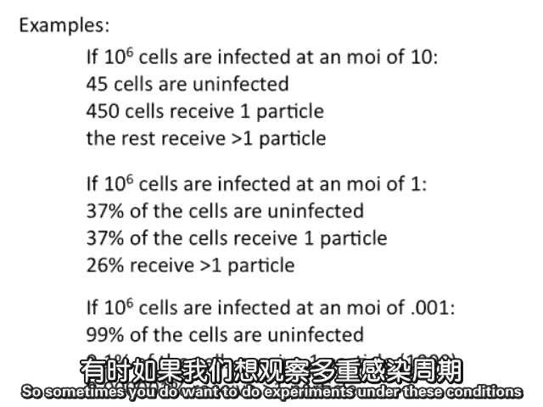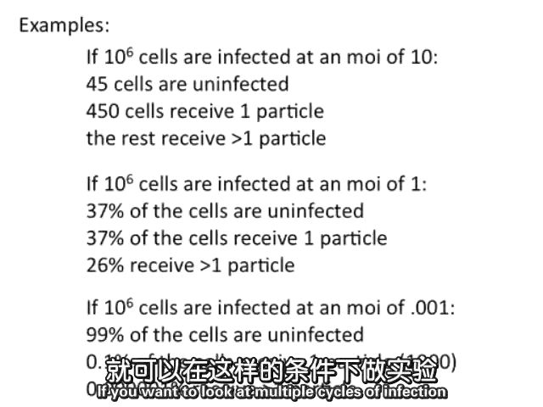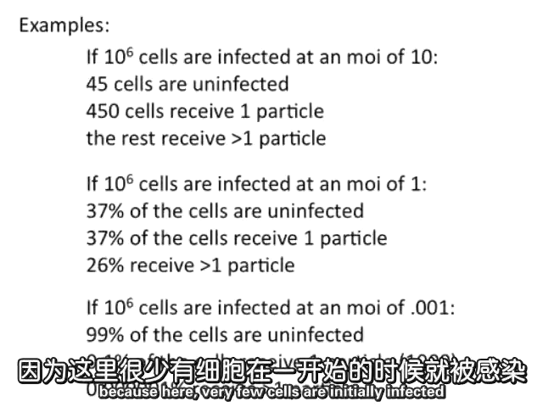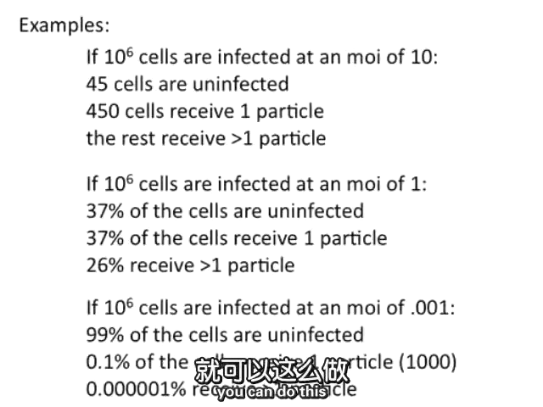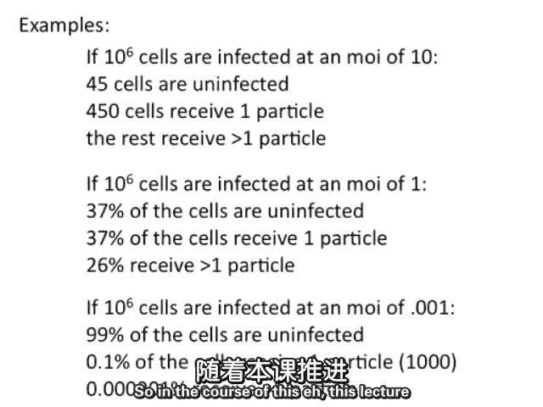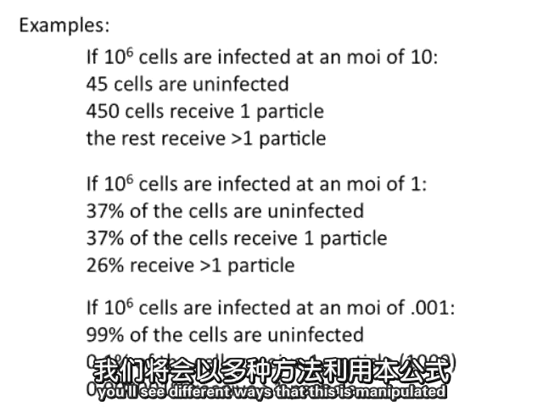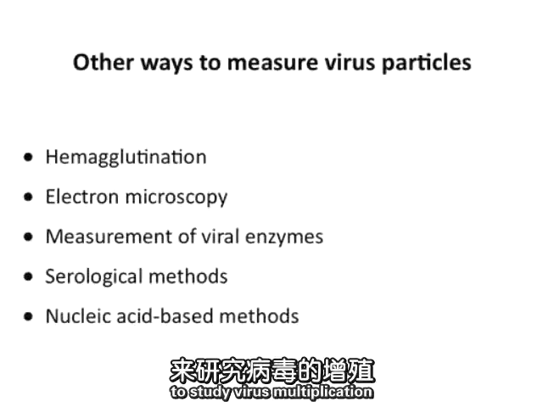So sometimes you do want to do experiments under these conditions if you want to look at multiple cycles of infection, because here very few cells are initially infected. So if you want to see 2 or 3 infectious cycles, you can do this. So in the course of these lectures, you'll see different ways that this is manipulated to study virus multiplication.